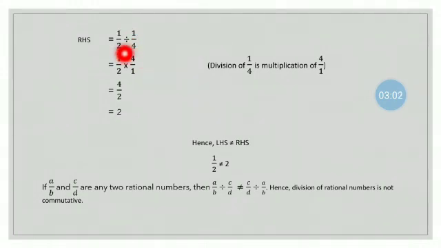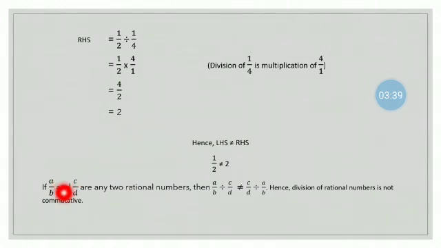RHS: 1 upon 2 divided by 1 upon 4. Again 1 upon 2 into 4 upon 1, as division by 1 upon 4 is multiplication by its reciprocal, that is 4 upon 1. So 1 into 4, that is 4. 2 into 1 is 2. So again, is it in the standard form? No. As 2 and 4 go in the table of 2, 2 ones are 2, 2 twos are 4. So the answer comes to be 2. Hence, LHS not equals RHS. Therefore, 1 upon 2 not equals 2.